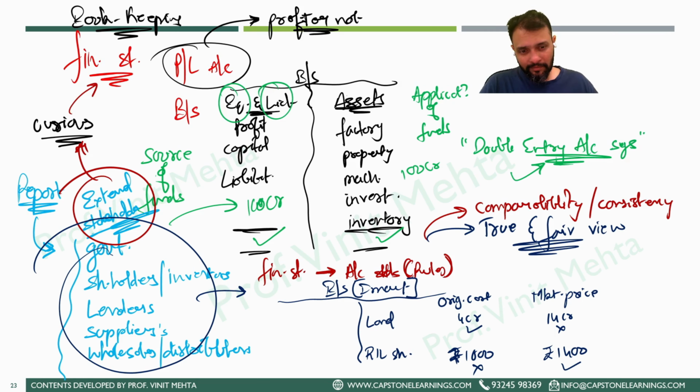So in this case, where land's original cost is 400, what is the market price? That is practical enough. Yeah, what is the market price? Should I share what you purchased it for? So what is the current market standing?